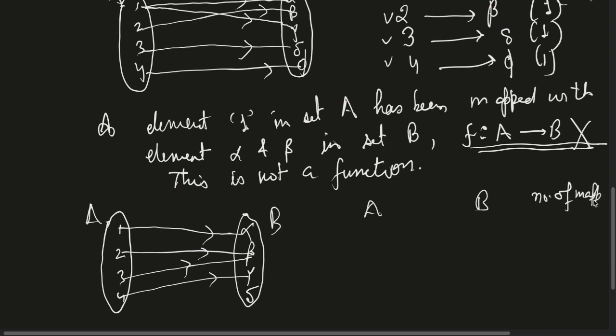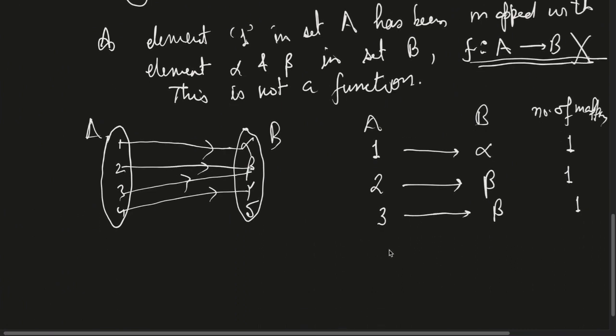So element 1 has been mapped with alpha. Number of mappings is 1. Element 2 has been mapped with beta. Number of mappings is 1. Element 3 has been mapped with beta. Number of mappings is 1. Element 4 has been mapped with gamma, and number of mappings is 1.